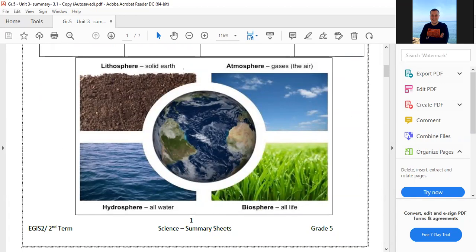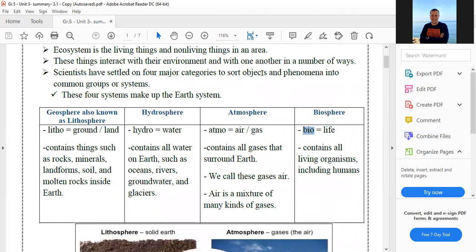The first one is lithosphere or geosphere, related to soil, rocks, minerals, landforms, and also the molten rocks. Then hydrosphere related to all the water bodies on Earth, oceans, seas, rivers, lakes, and glaciers. Atmosphere is related to all the gases that surround the Earth. Also, biosphere includes all the living things, including humans. These are the four systems.